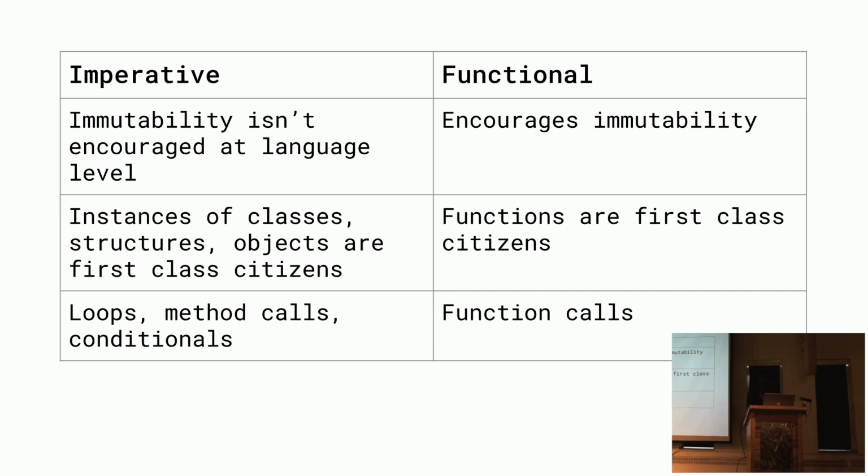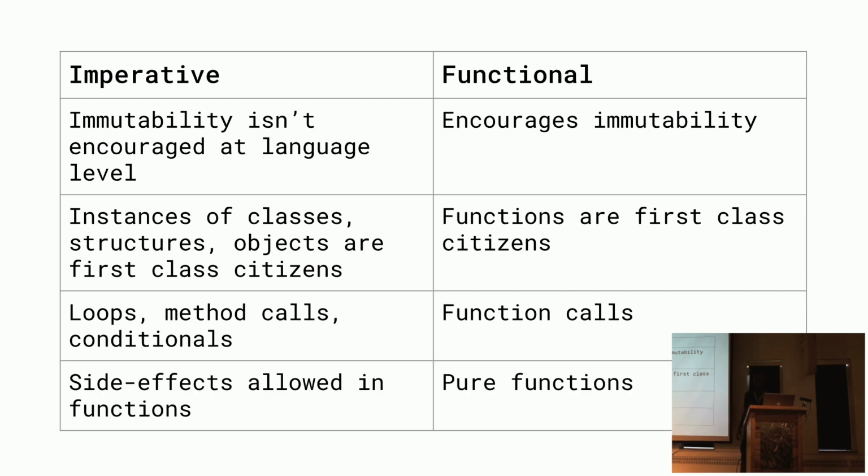Imperative languages use loops, method calls, and conditionals to write the body of the code. Meanwhile, in functional programming languages, there are functions that you call to do most of these things. And imperative programming languages mostly allow side effects, and functional programming languages encourage pure functions. Pure functions are functions where, given the same set of inputs, you always get the same output.